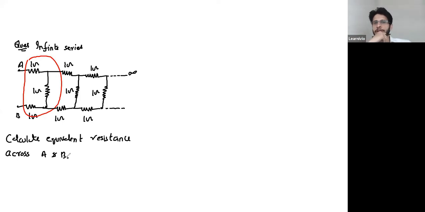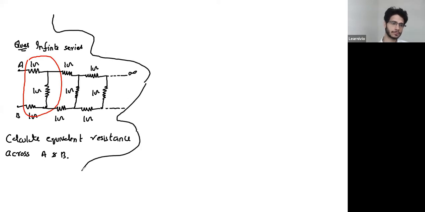So you're supposed to calculate the equivalent resistance across the points A. To solve this circuit, you cannot use the usual methods of series and parallel combination because you don't have a finite number of resistances. You can't add them up to infinity. To solve these types of circuit, there are certain tricks. The first step in the trick is to identify the repetition term.